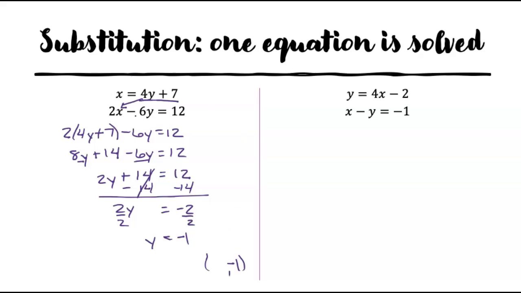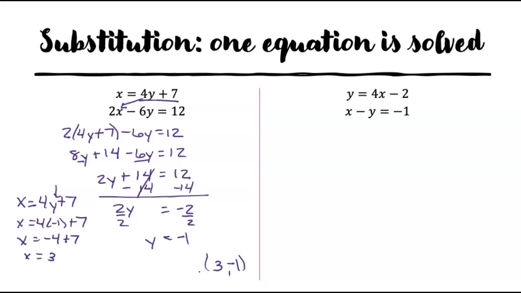Now we got to go find the x. And we have this nice little equation right here that says x is, well, that's going to make that easier. X is 4y plus 7. Well, we know y is negative 1, so let's plug it in. X equals 4 times negative 1 plus 7. Okay, so x equals, well, 4 times negative 1, that's negative 4 plus 7. That means x would equal, well, negative 4 plus 7 is 3. So now I have a value for x.